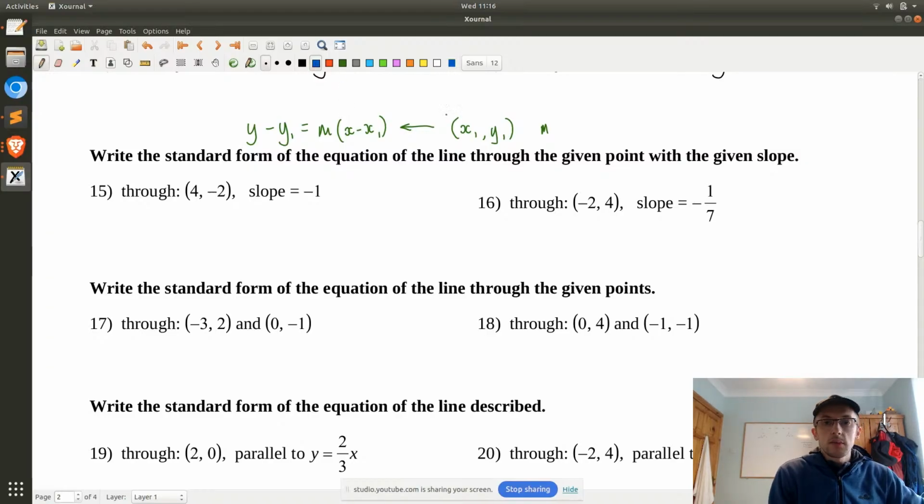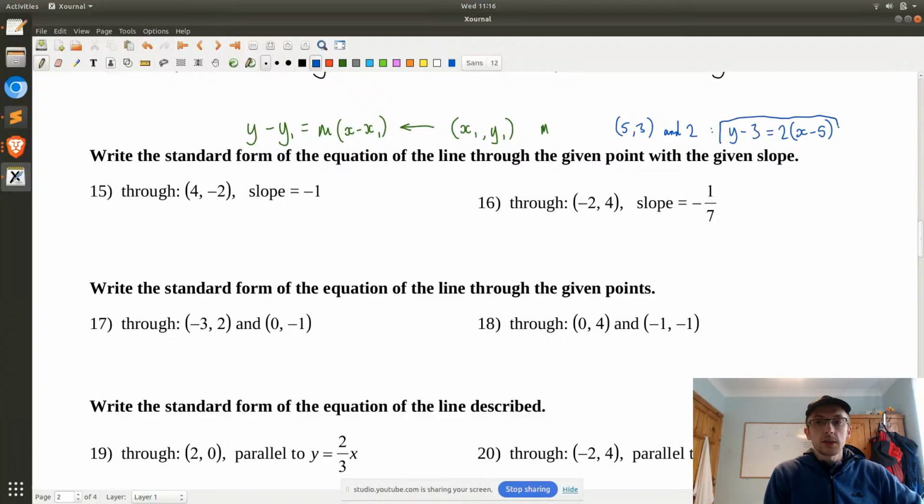So like, imagine that I gave you the point 5,3 and it's definitely on the line. And I also tell you that the slope of the line is 2. Well, according to this over here, you would write down y take 3 equals 2, and then open brackets, x take 5. And then you would just sort that out to be whatever you want it to be, right? Okay, so we're going to apply that to this case here.